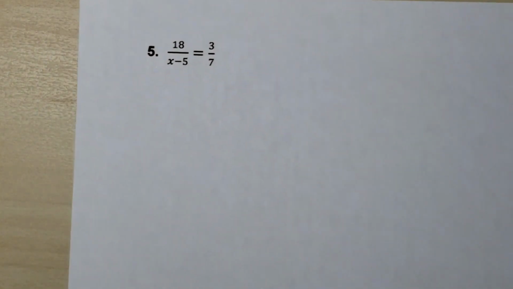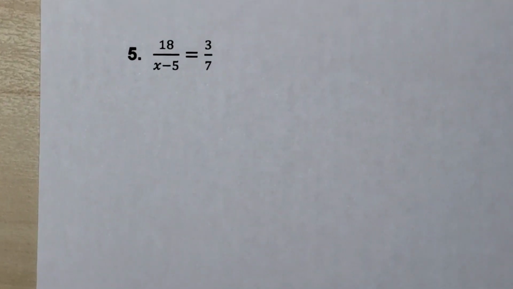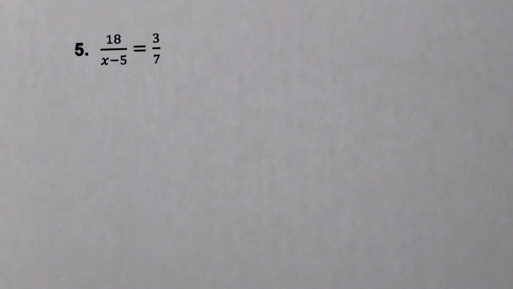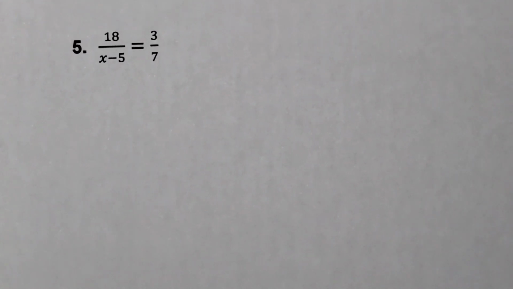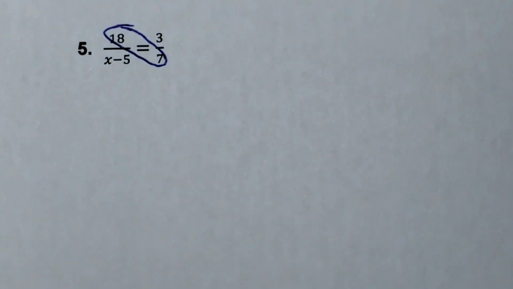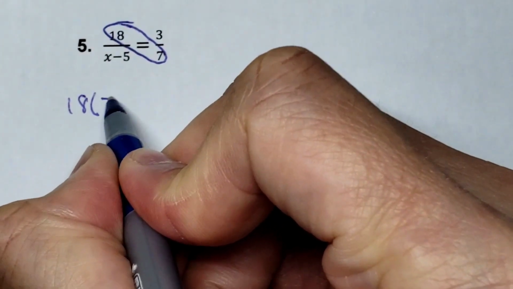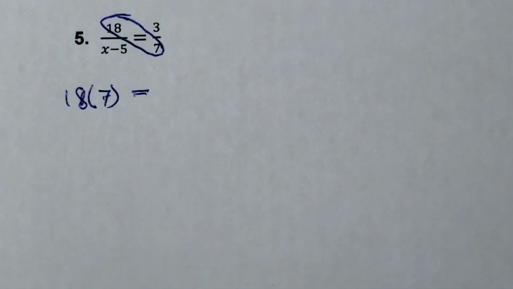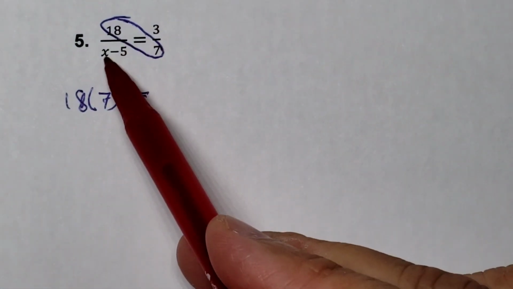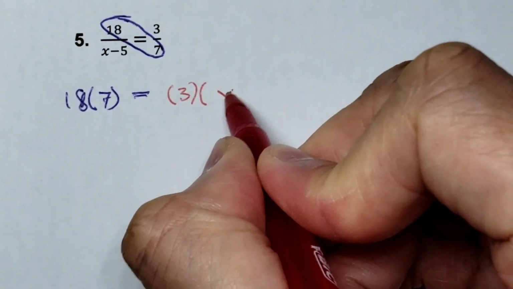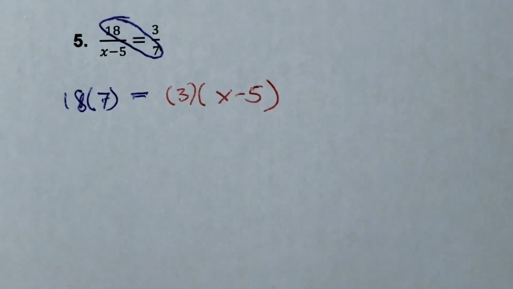Okay, there you go. All right, for this problem, let's try this out. Now, what do we do here? Let's think. I'll pause for a minute and try to brainstorm. We can use cross product. So we can do 18 times 7, equal to, now let's do the other one. It says 3 times x minus 5. So we do 3 times x minus 5.